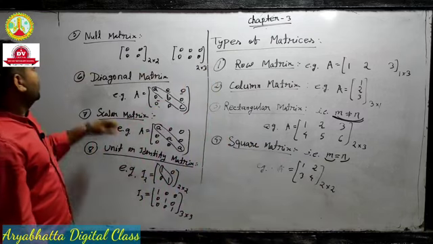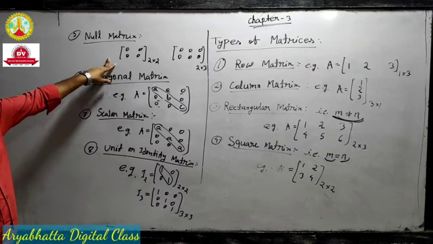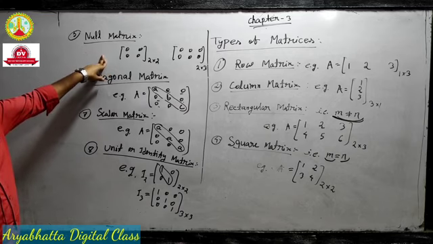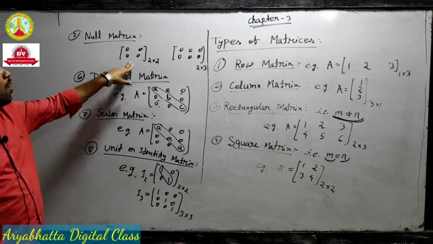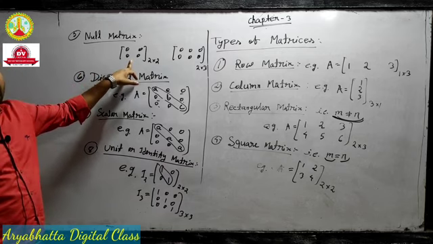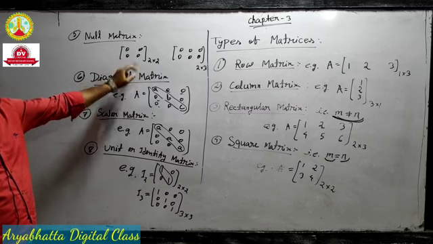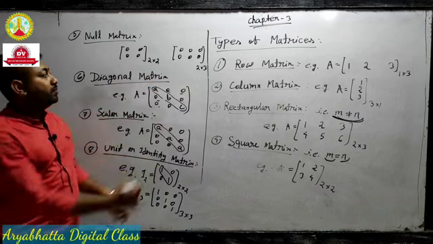Next, null matrix. A null matrix means a matrix whose elements are all equal to 0. A matrix whose elements are all equal to 0 is called a null matrix. For example, this and this.